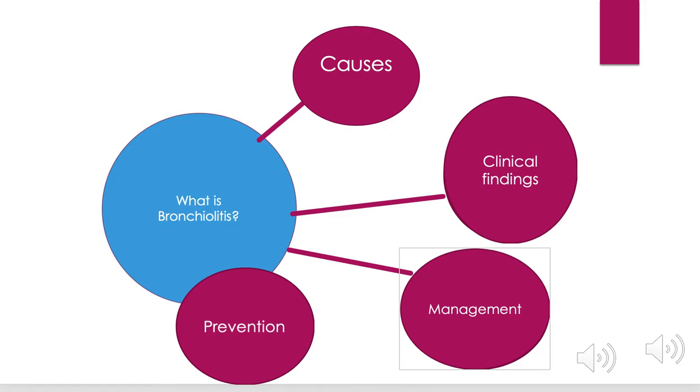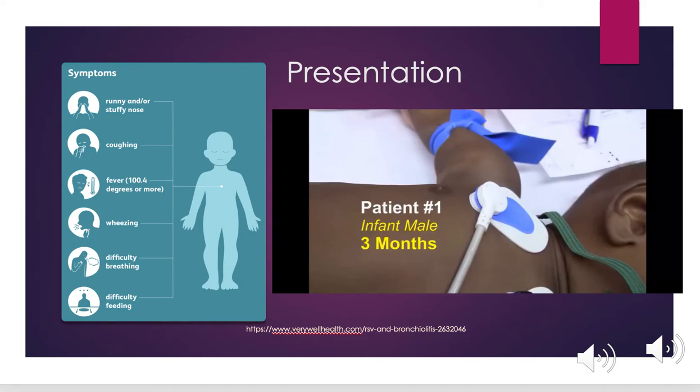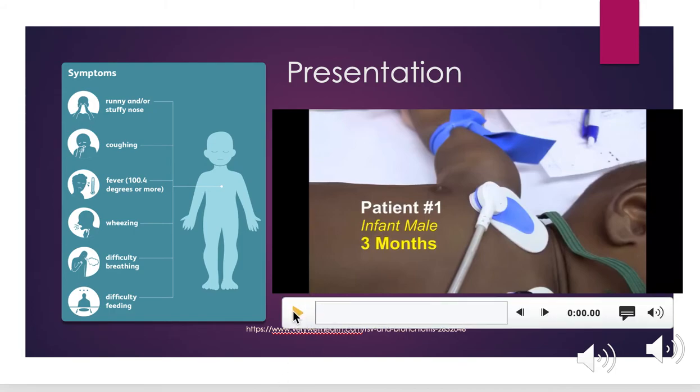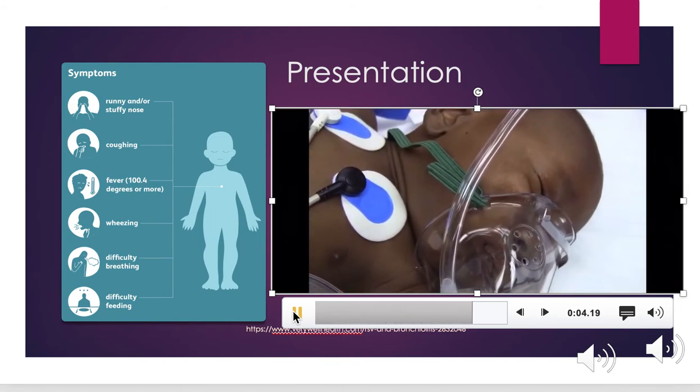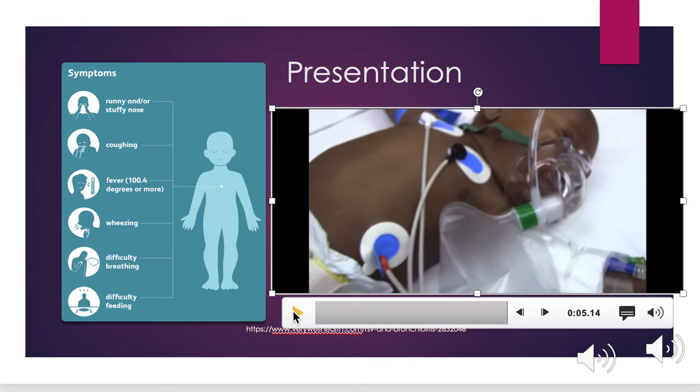So what about the clinical features? A typical clinical presentation would start off with viral illness, predominantly upper respiratory tract symptoms such as coryza or runny nose, and over a day or so can progress on to lower respiratory tract symptoms such as tachypnea, coughing, etc. Here is a presentation of a child who has RSV positive bronchiolitis, and note the respiratory distress.